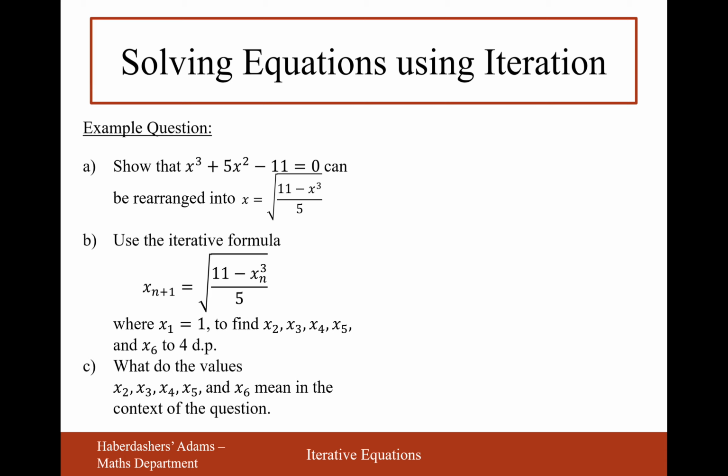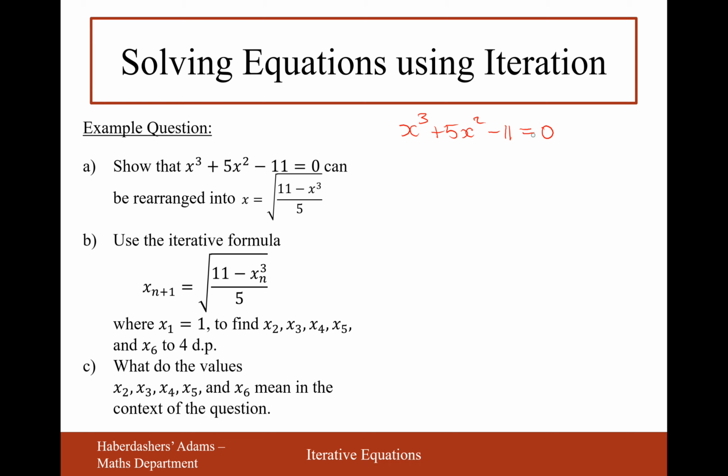Okay, one more before we go on to the worksheet of questions. Maybe you might want to challenge yourself and pause the video to work this question out. Let's now start with the rearranging. So it's going to be x cubed plus 5x squared minus 11 equals 0. Now it looks like here we're square rooting rather than cube rooting, and then we've got to divide by 5 at some point, and then we've got 11 minus x cubed.